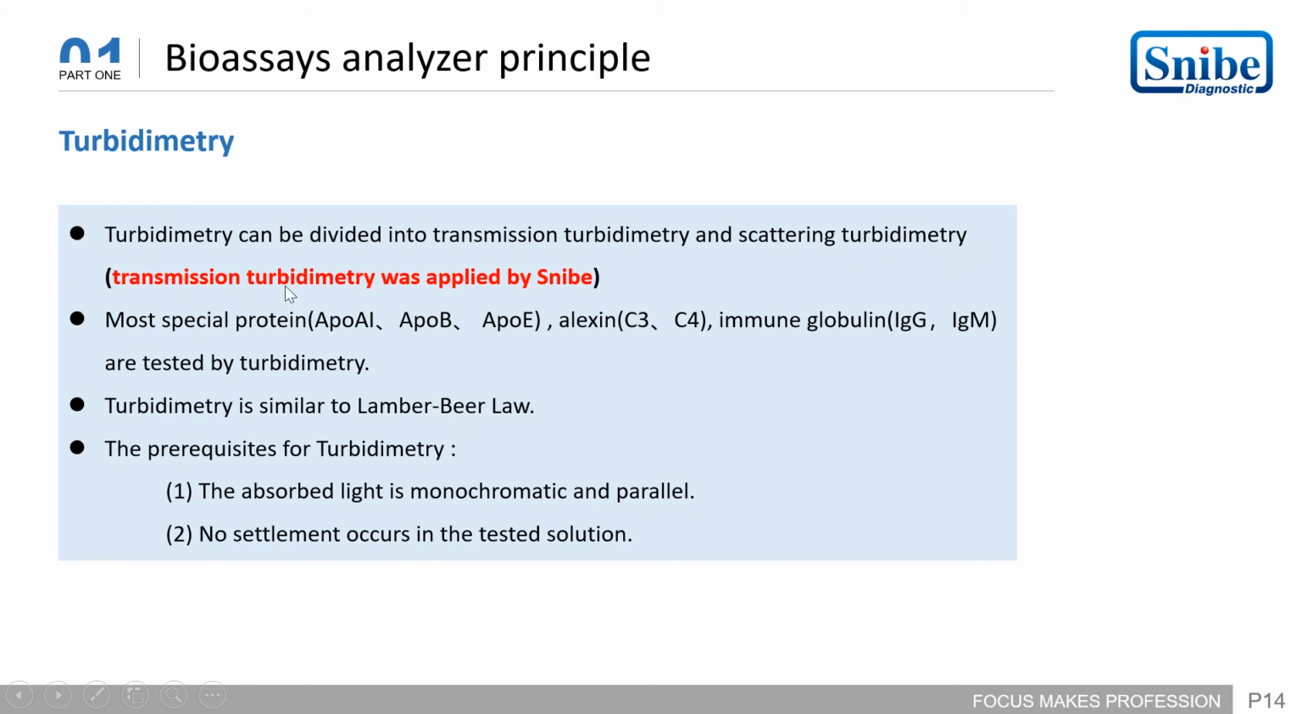Transmission turbidimetry was applied by Sniper. Like most special proteins, apolipoprotein AI, apolipoprotein B, apolipoprotein E, alexin, C3, C4, immunoglobulin, IgG, IgM are tested by turbidimetry. Turbidimetry is similar to Lambert-Beer law. The prerequisites for turbidimetry: number 1, the observed light is monochromatic and parallel. Number 2, no settlement occurs in the test solution.